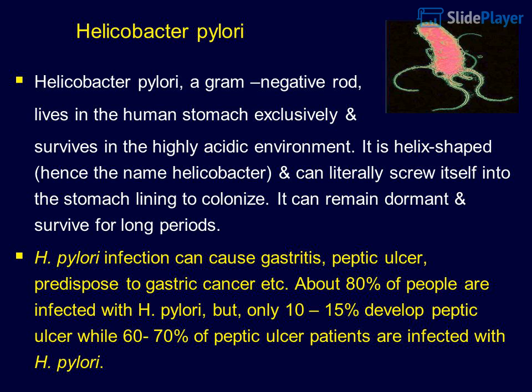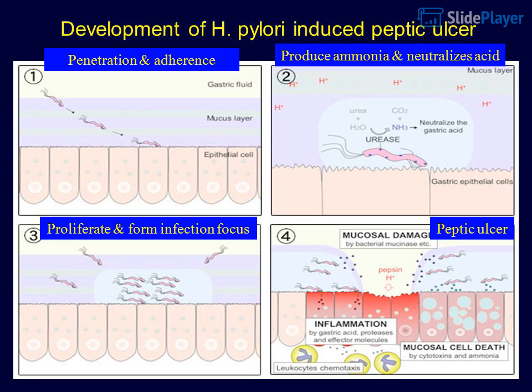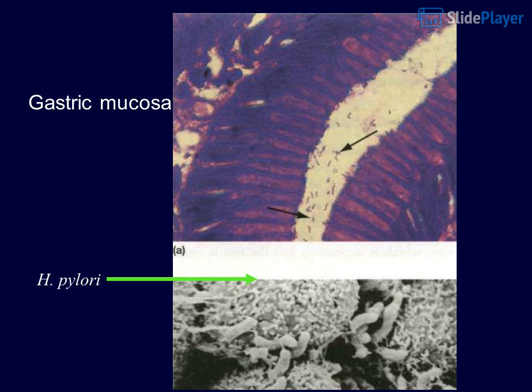H. pylori infection can cause gastritis, peptic ulcer, and predisposition to gastric cancer. About 80% of people are infected with H. pylori, but only 10 to 15% develop peptic ulcer, while 60–70% of peptic ulcer patients are infected with H. pylori. Development of H. pylori-induced peptic ulcer: it produces ammonia and neutralizes acid, penetrates and adheres, then proliferates and forms an infection focus in the gastric mucosa.